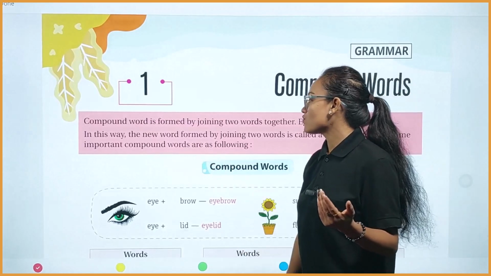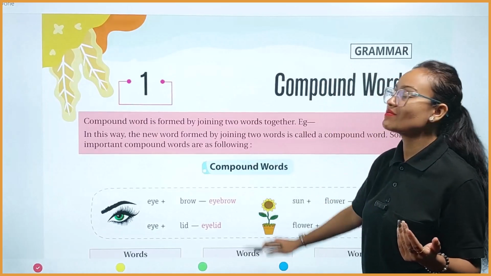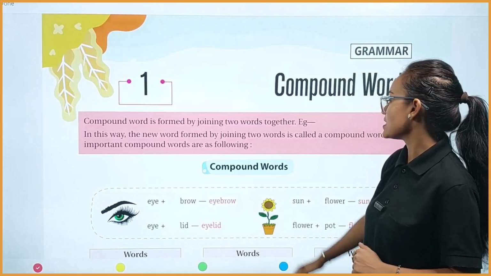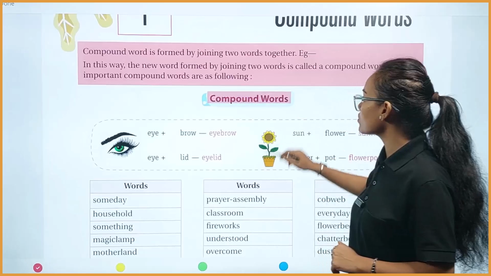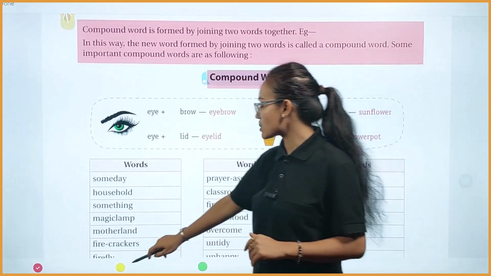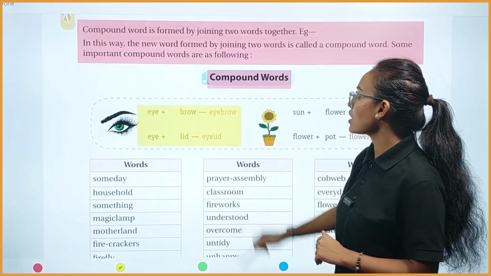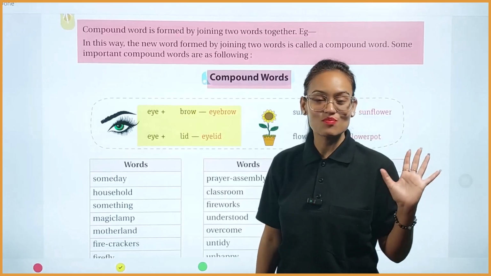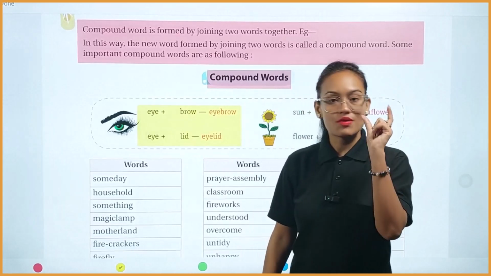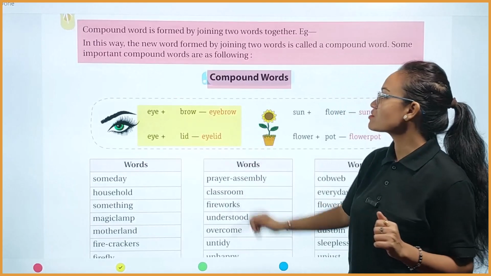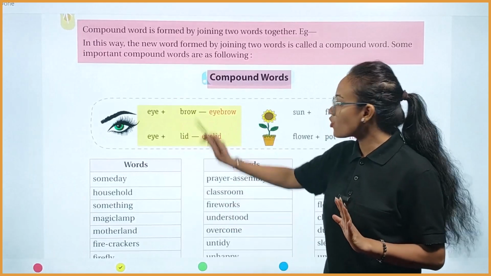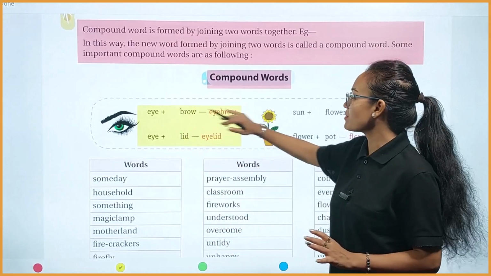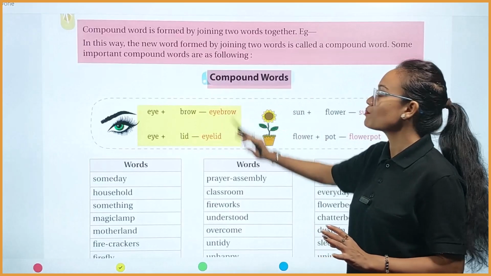Some important compound words are as following. Now we are going to see some important compound words which we use on a regular basis. Commonly used compound words are eye plus brow, eyebrow, and eye plus lid, eyelid. This is a common compound word. Eye plus brow becomes eyebrow. Eye is a different word, brow is also a different word, but when we combine these two different words, we form a completely new word.